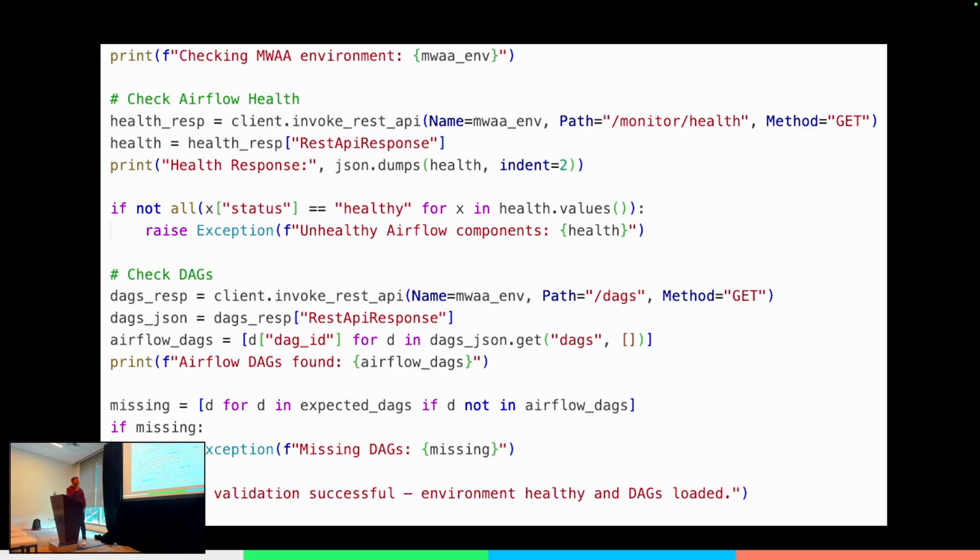So as you can see, first you have a client doing an InvokeRestApi with the path of monitor and health. And then you basically check if all the Airflow components are healthy, and then another InvokeRestApi to get the list of DAGs. So suppose a DAG was introduced or you made some changes and it fails during the parsing, there will be a mismatch and it will raise an exception.